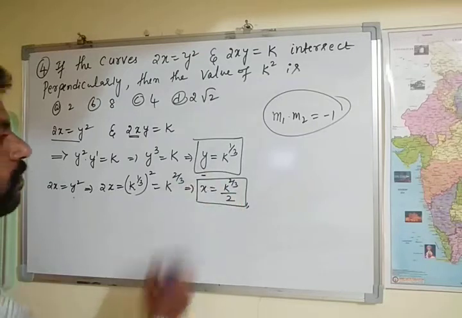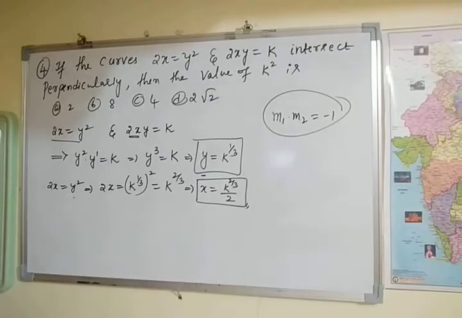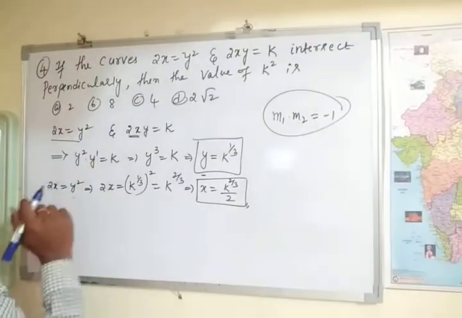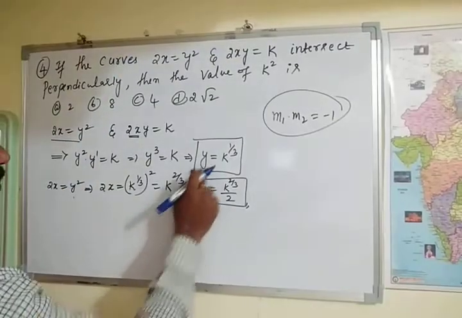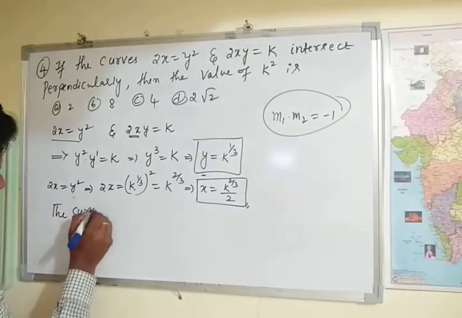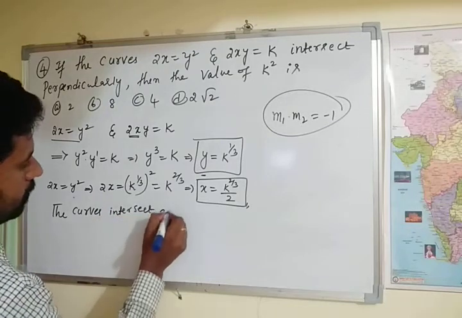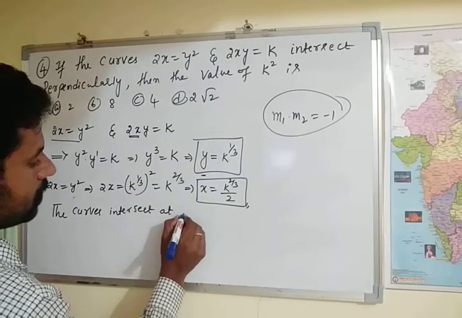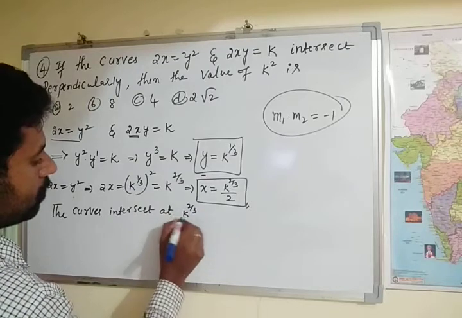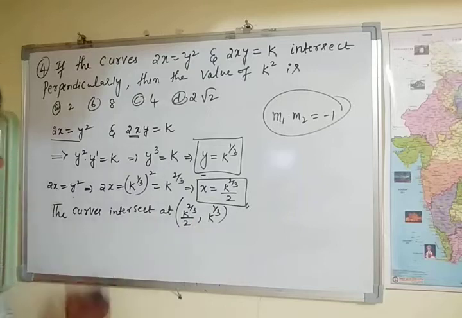X value, y value is k to the power 1 by 3. The curves intersect at the point x comma y. The curves intersect at x comma y means x is k to the power 2 by 3 divided by 2, comma, k to the power 1 by 3. Intersect at k to the power 2 by 3 divided by 2 comma k to the power 1 by 3.